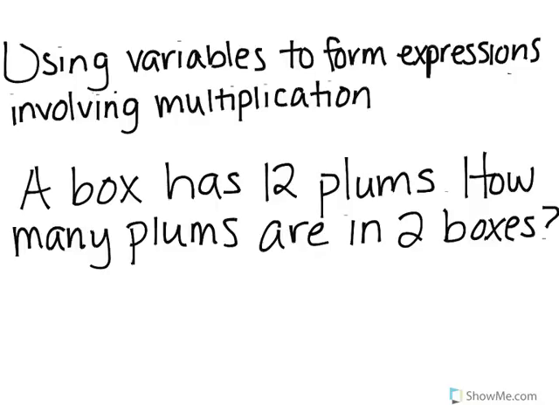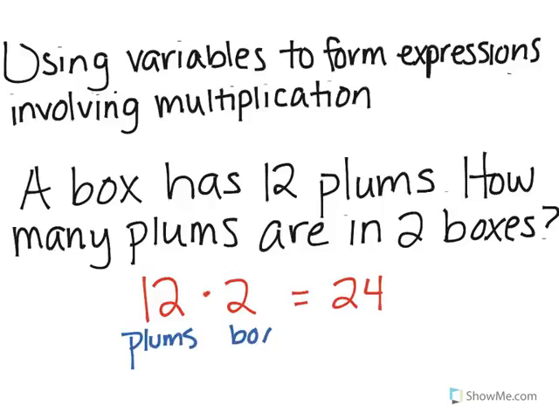So we can also use variables to form expressions involving multiplication. So a box has 12 plums. How many plums are in 2 boxes? There are no variables in this. So there's 12 plums times 2 boxes equals 24. So plums, boxes, 24 plums in 2 boxes.